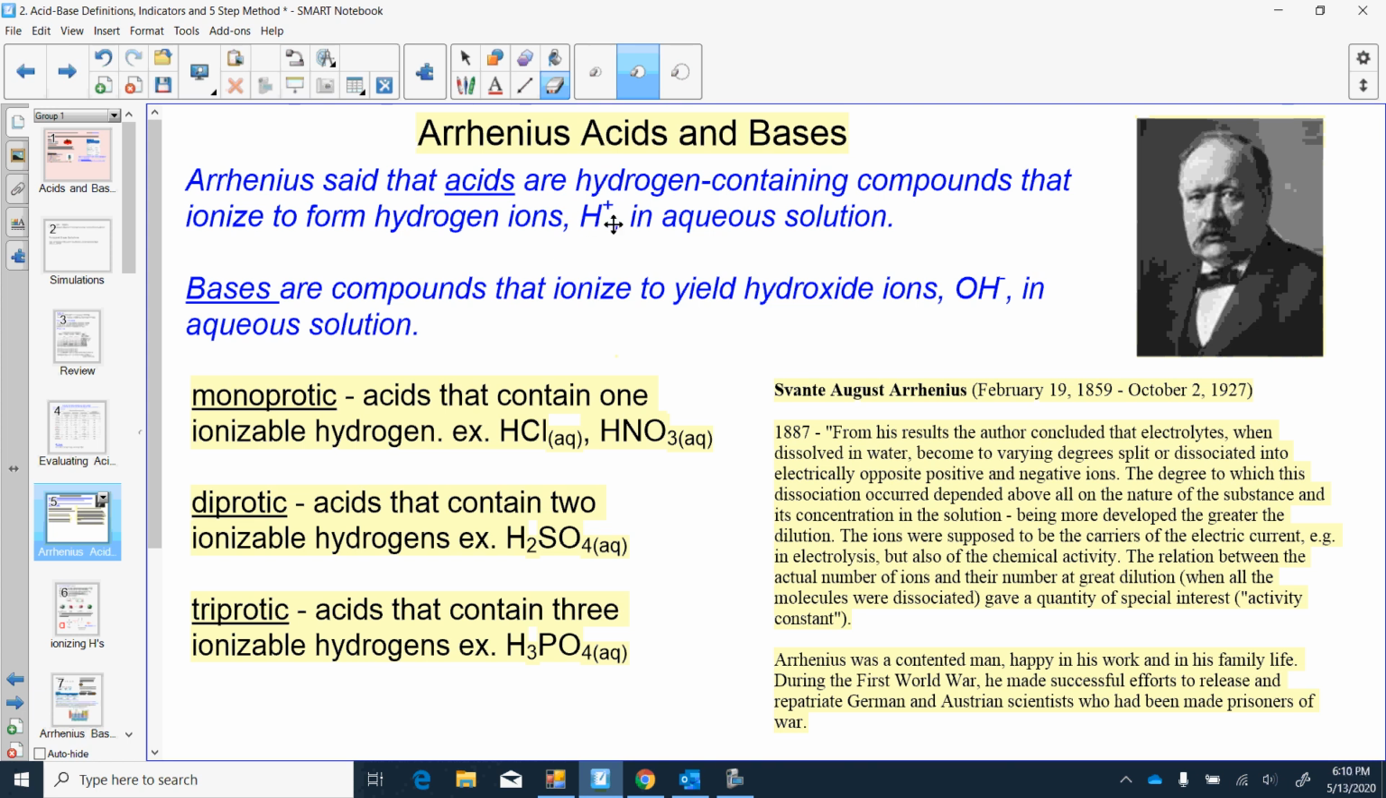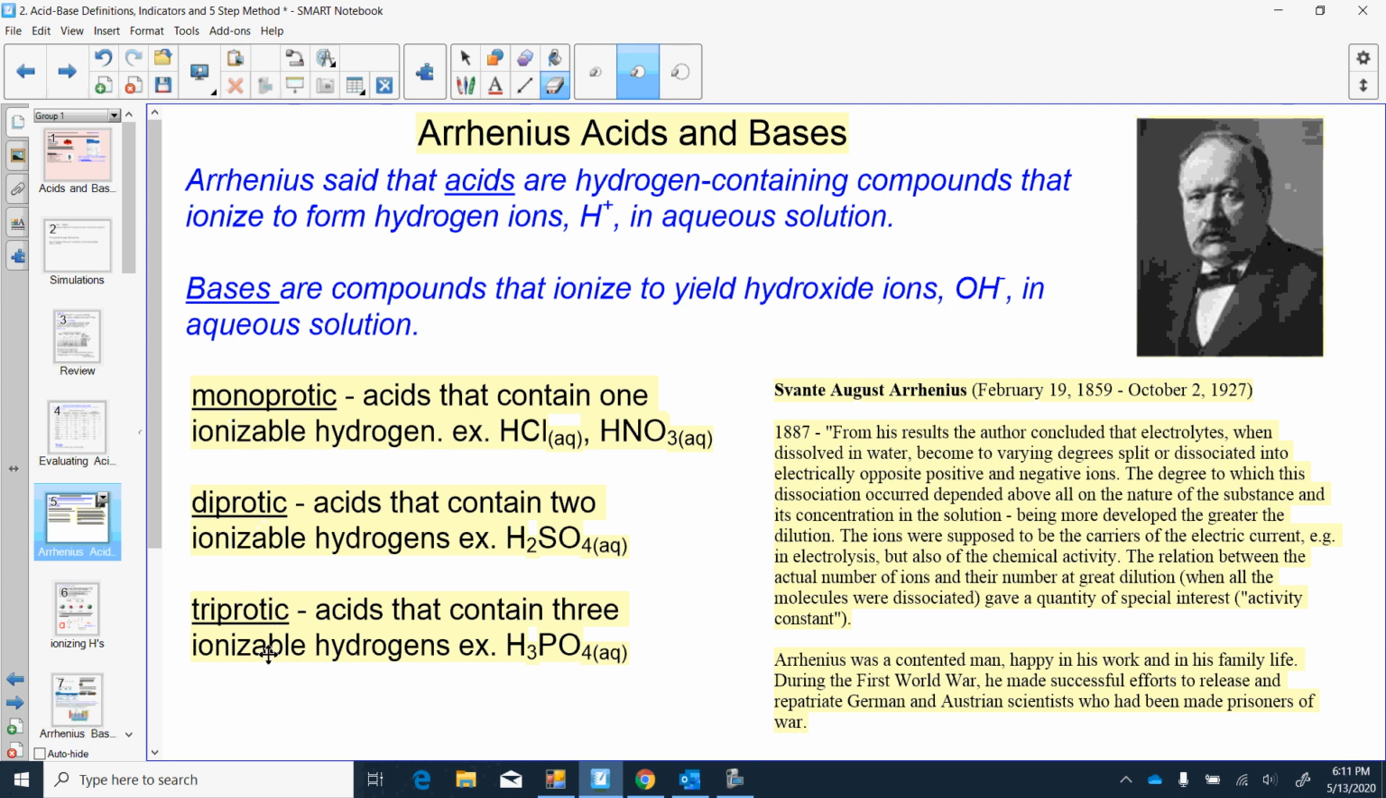So he looked for those two things like we've been trained to up to this point. If it starts with an H or ends with a COOH, it's an acid. If it has that OH, that hydroxide ion, it's a base. That's what we've been working with so far. We're going to have to fix these a little bit, but that's really what Arrhenius said. Acids are hydrogen-containing compounds that ionize to form hydrogen ions. So when they break up, they create H-positive ions. So that's got to be present. Bases are compounds that ionize to yield hydroxide ions, OH negatives, in aqueous solutions. Here's a little blurb on Arrhenius if you want to read about it.